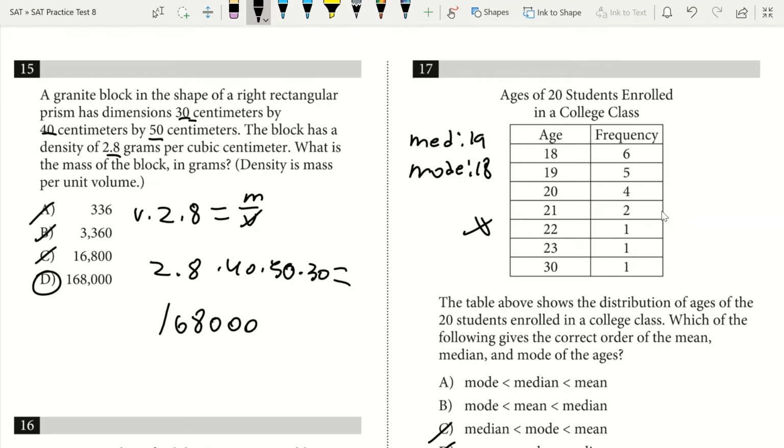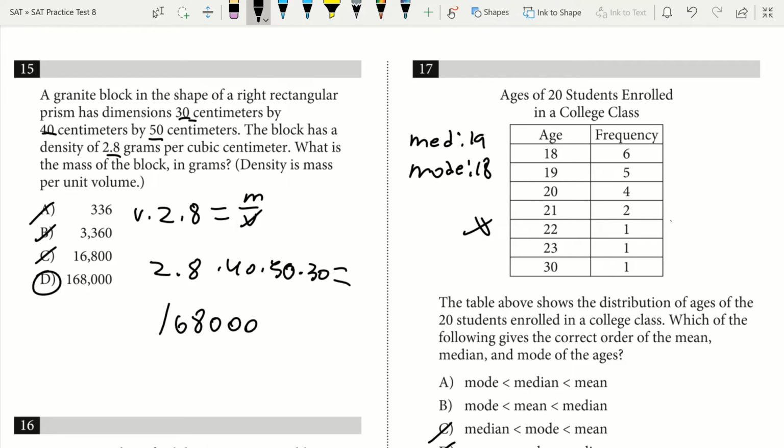So to solve for the mean, I'm going to plug this into my calculator. I'm not going to type it down because I have to plug it in. So I'm going to do age 18 times 6, because that's its frequency, plus age 19 times 5, and then plus 20 times 4, and then plus 21 times 2, plus 22 plus 23, and then plus 30.